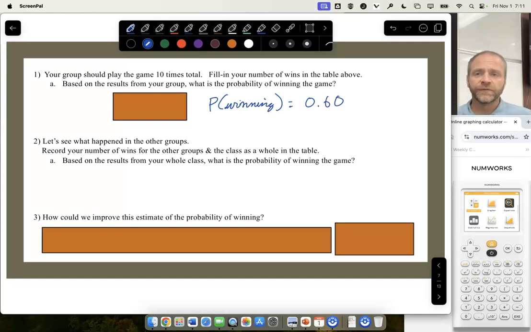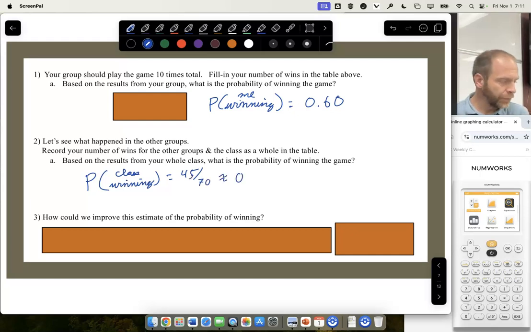So we recorded the other groups based on the results from our whole class. What is the probability of winning? This is where I said I had for the whole class. So I'll just say me winning, probability of the class winning. In that case, it was 45 out of 70, which I said was about 0.643 is what we had. Now, that's the class. And so really you can see it's different than mine because mine is a one-time thing.